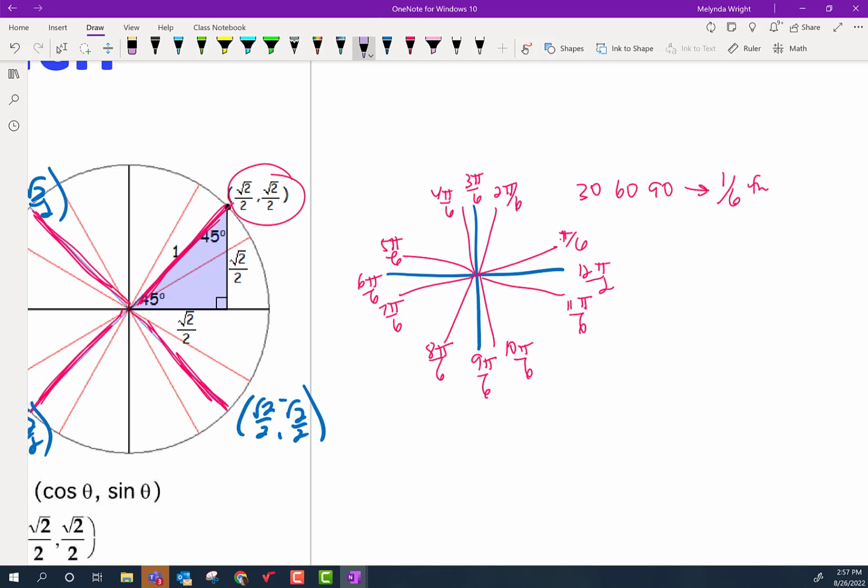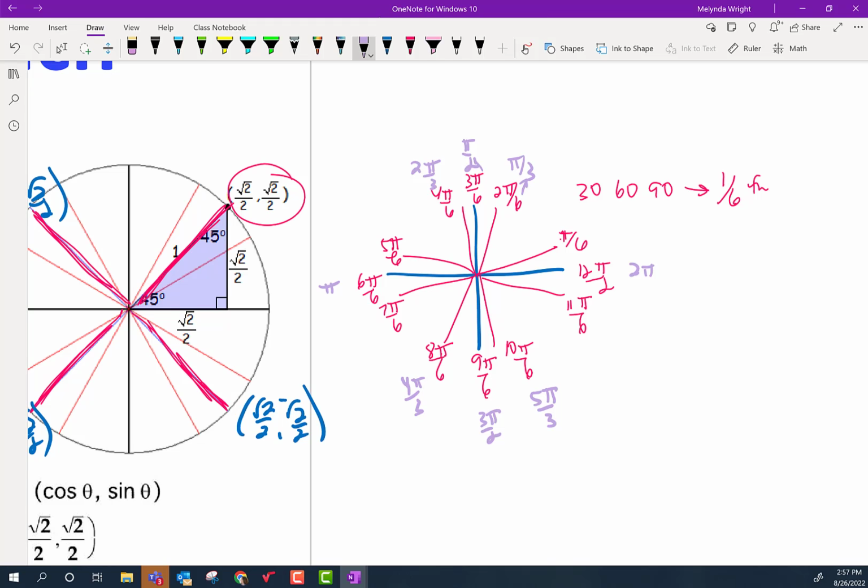So 2 pi over 6 is pi over 3, 3 pi over 6 is pi over 2, 4 pi over 6 is 2 pi over 3, 5 pi over 6 is reduced, 6 pi over 6 is pi, 8 pi over 6 is 4 pi over 3, 9 pi over 6 is 3 pi over 2, 10 pi over 6 is 5 pi over 3, and 12 pi over 6 is 2 pi. So that's just the reduced form.